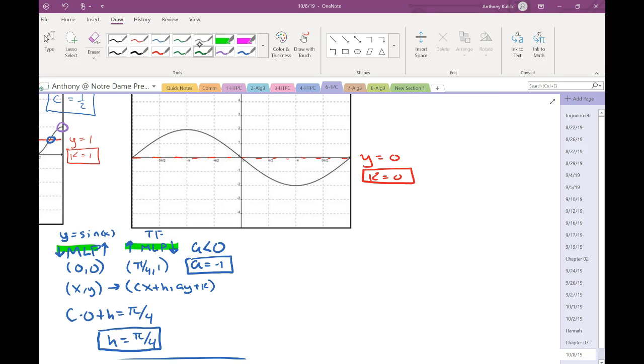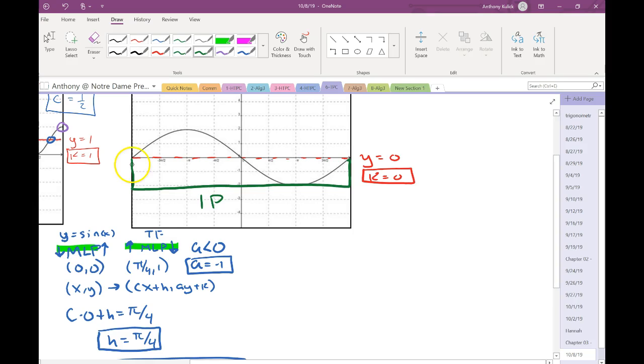Now let's determine the period. Notice that I don't have two maximums here, so I can't just go max to max or min to min, because I can't see two maxima or two minima. But what I do see is that from here all the way to here is one period. Do you guys agree with that? Because I have an up and then a down.